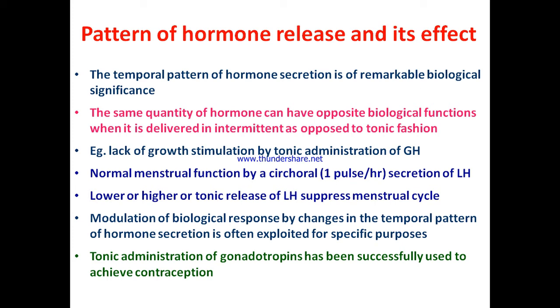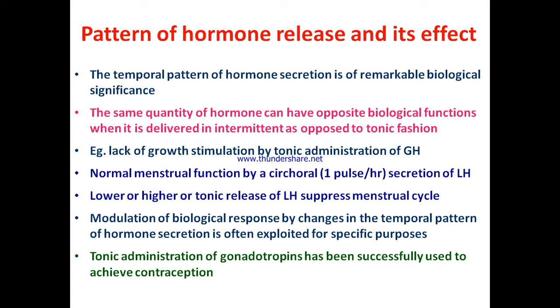Normal menstrual function is achieved by a circular release of LH. That is, release of LH every hour results in normal menstrual function. If the LH release is lower or higher or continuous, it will suppress the menstrual cycle. So the temporal release, or the pattern of release, of the hormone is quite important.